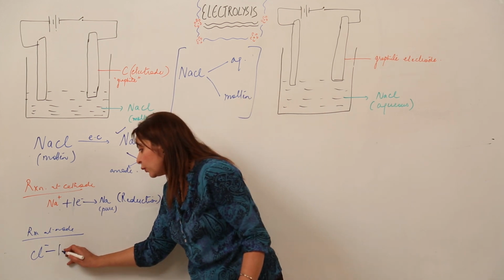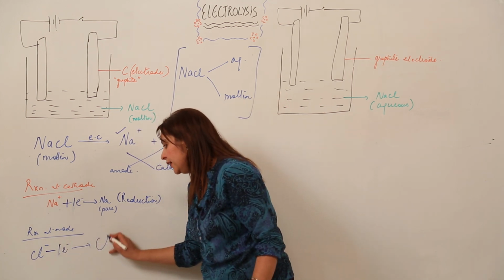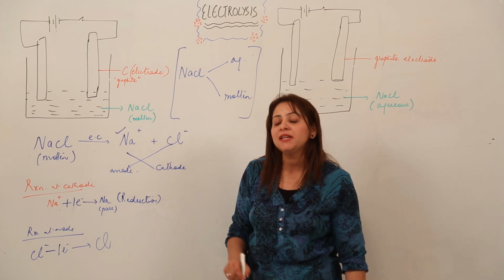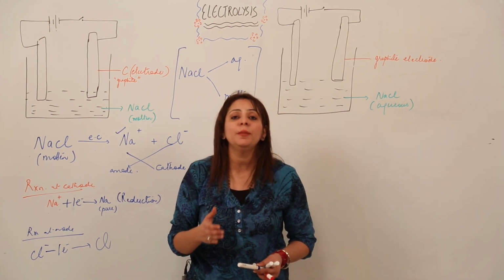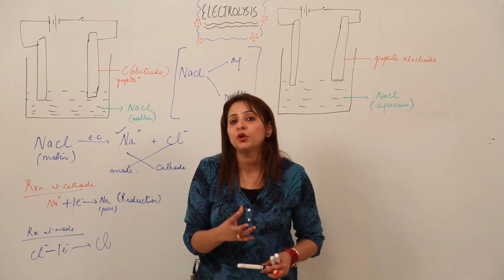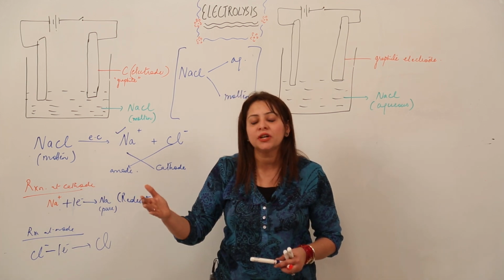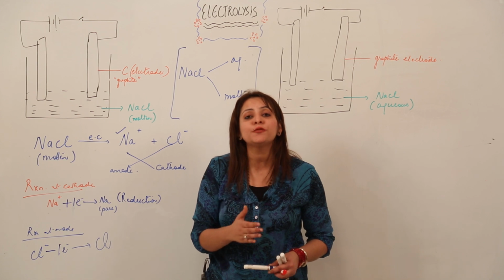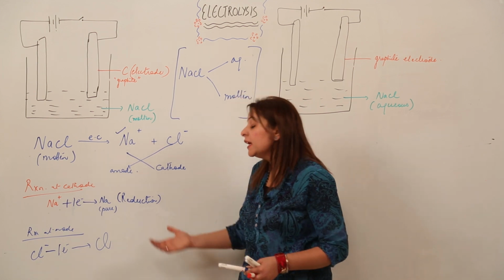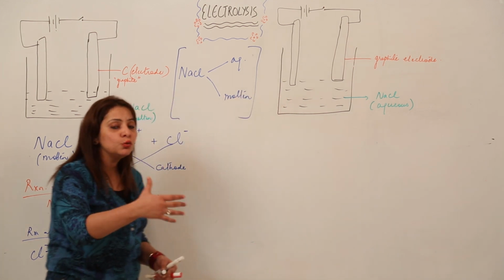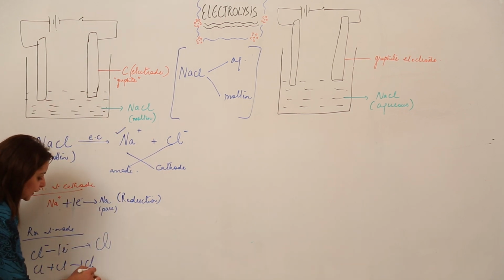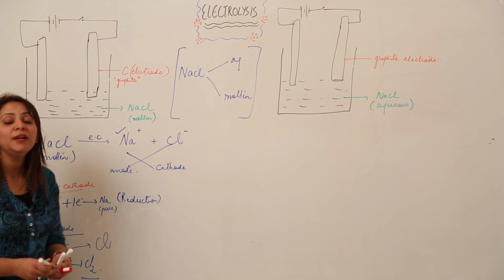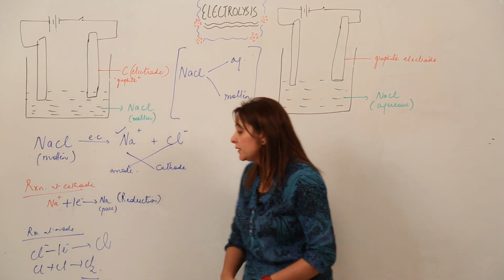How many electrons? One electron, and again it will form an atom, that means the chlorine atom. And as you know, chlorine is a diatomic molecule, that means it is not monatomic, it doesn't exist as Cl in nature. It exists in a gaseous form, that is Cl2. So that means two atoms will combine to form Cl2. That means what we will get? We will get Cl2 gas liberated at the anode.